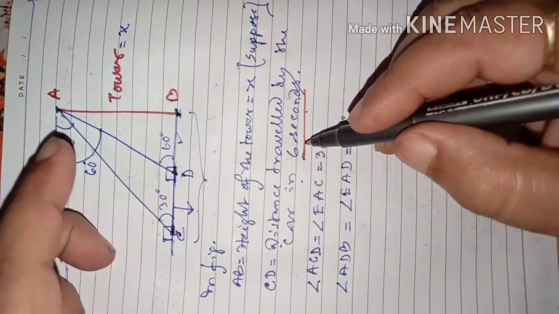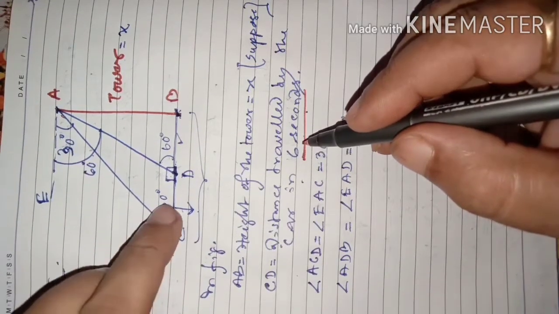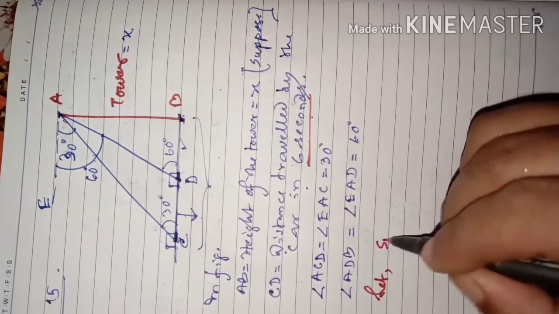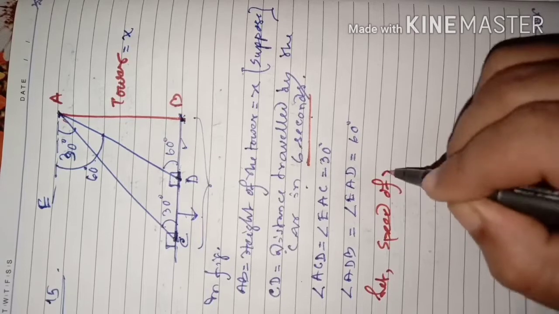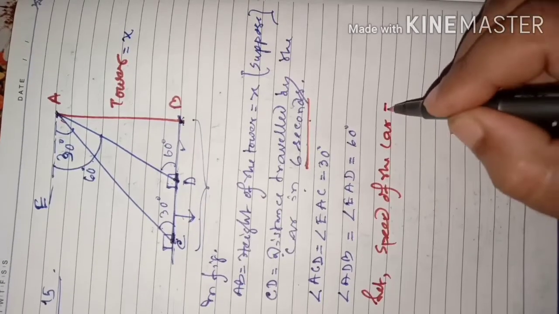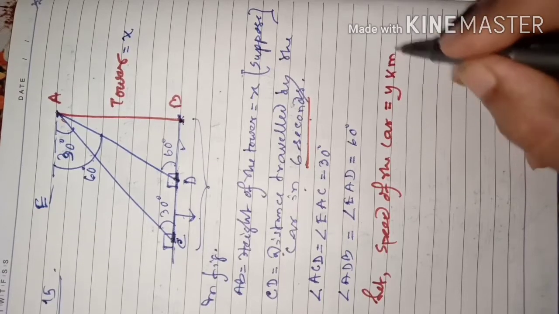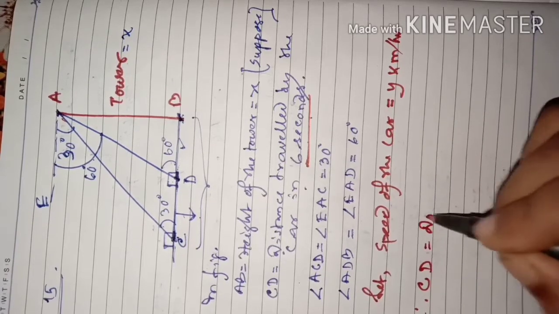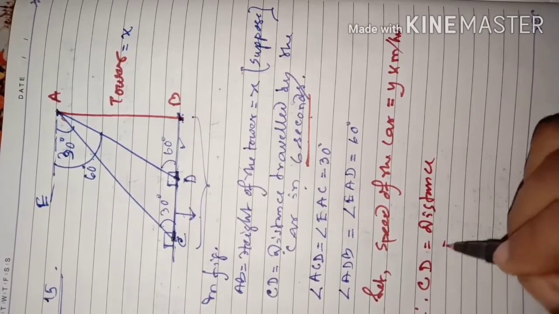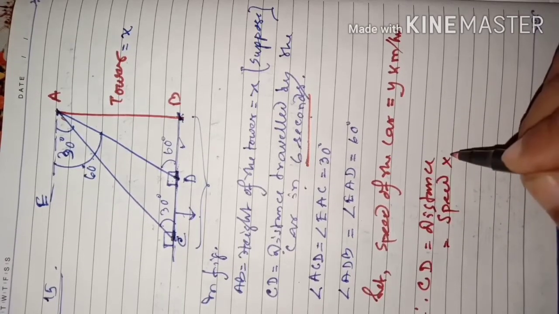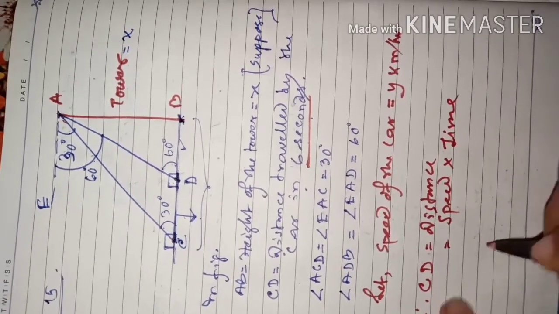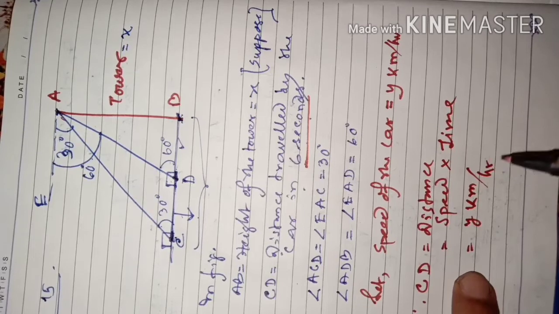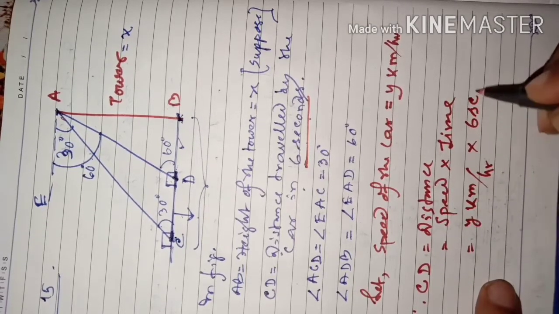Distance is actually what? Speed into time. And time is 6 seconds. Speed of the car we don't know. Suppose I say, let the speed of the car be y kilometer per hour, because uniform speed of the car is equal to y kilometer per hour. Therefore, CD is distance, that is equal to speed multiplied by time. So speed of the car is what? Just now I told y kilometer per hour. And time is 6 seconds taken by the car.